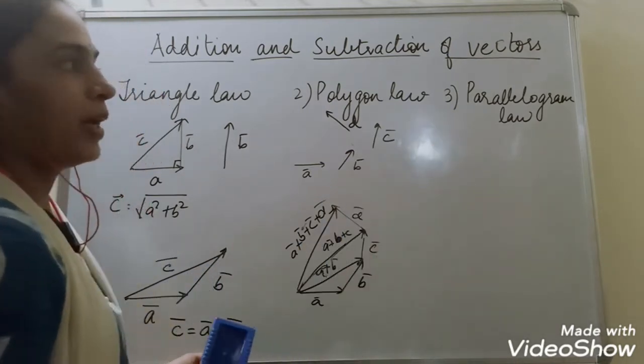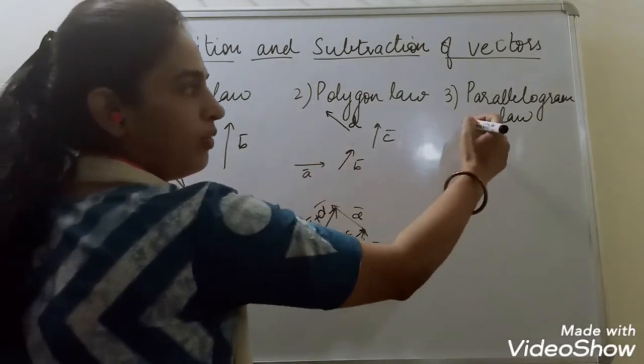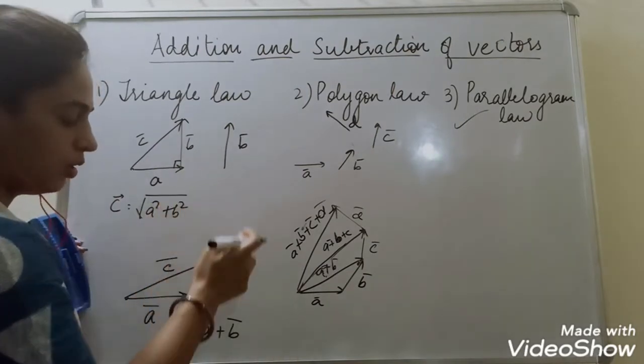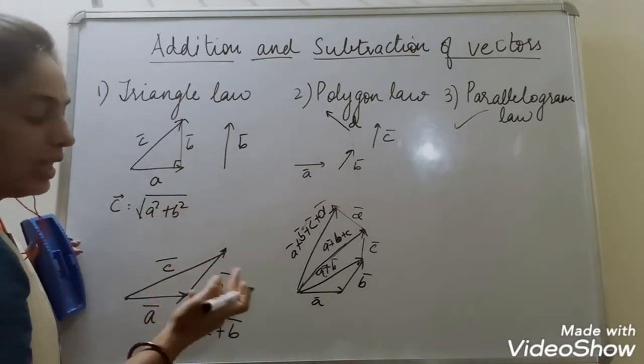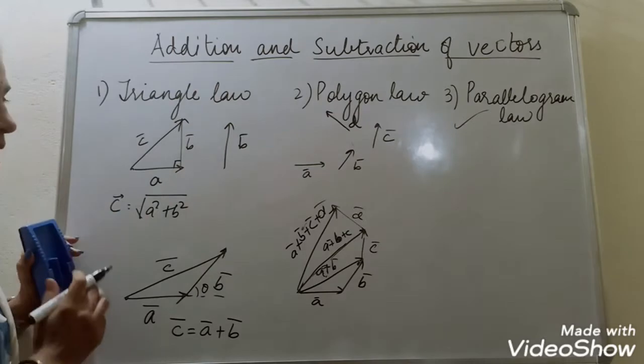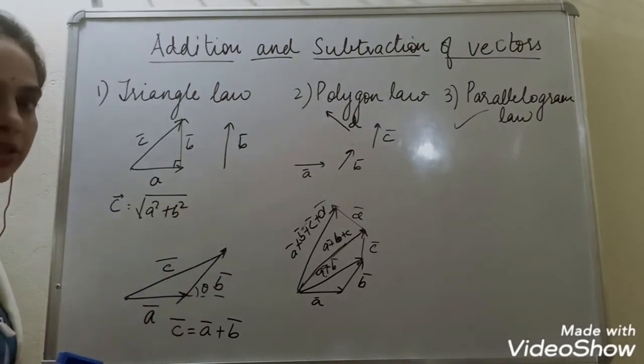The last is the parallelogram law of vector addition. This law is always useful whether you have 2 vectors perpendicular to each other or whether you have 2 vectors inclined to each other at any angle. Like here, what is the angle between A and B? This angle theta. So let's learn the parallelogram law of vector addition.